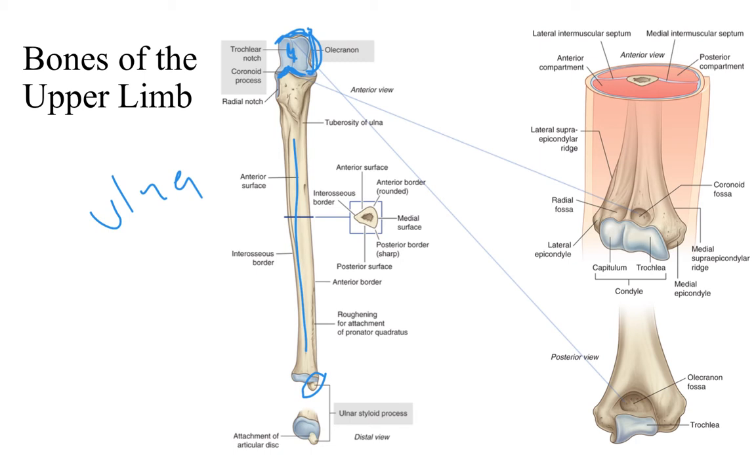All right, and unlike the radius, the pointed part of this bone in anatomical position is always going to be facing laterally, and the rounded part is going to be medial.